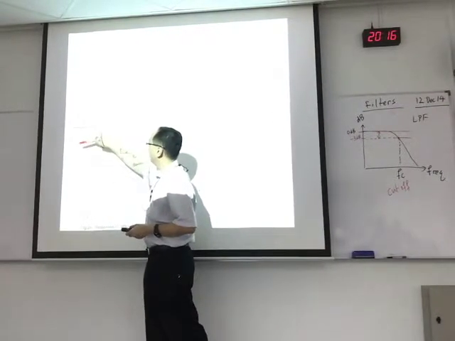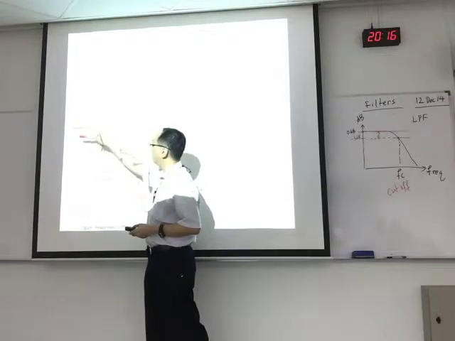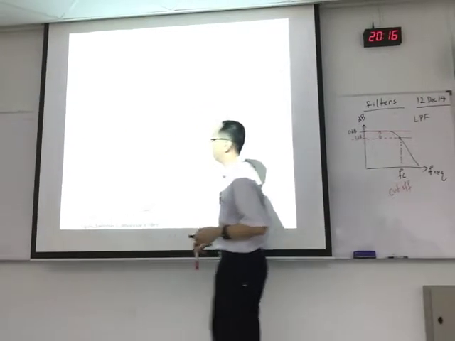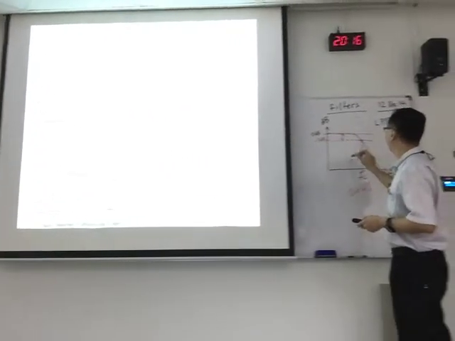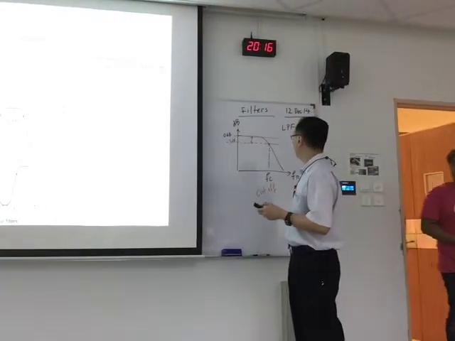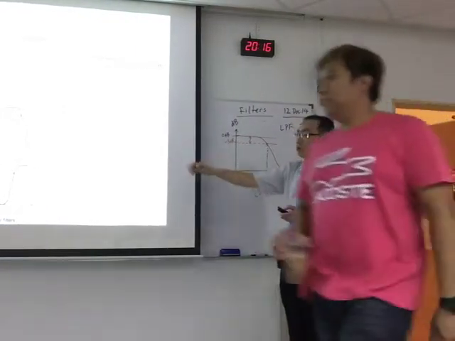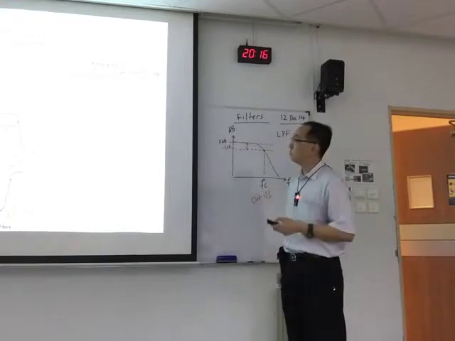So then you intercept this point and then you draw a line down. This is the cutoff frequency. Okay, that is for the low pass filter. So for the high pass also the same thing. High pass filter looks the same.